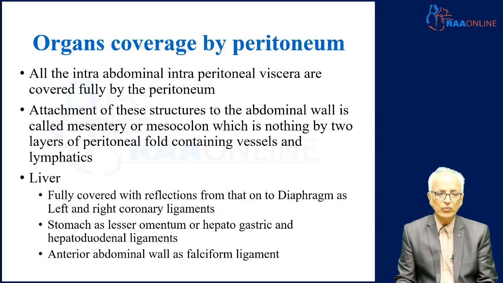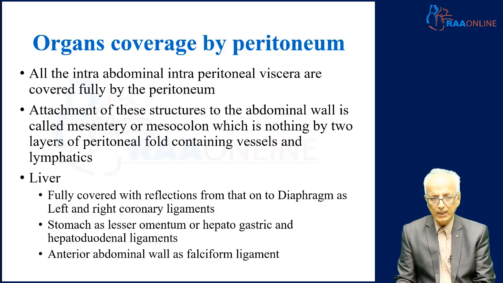Starting with the liver, it is fully covered by the peritoneum with a reflection onto the diaphragm in the form of left and right coronary ligaments. It is attached to stomach and the first part of the duodenum through a structure called lesser omentum, hepatogastric or hepatoduodenal ligament. It is attached to the anterior abdominal wall in the form of a falciform ligament.